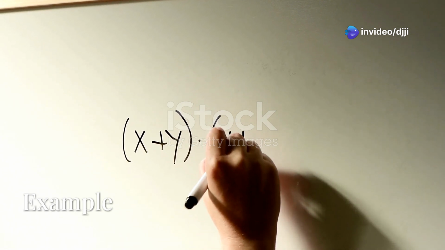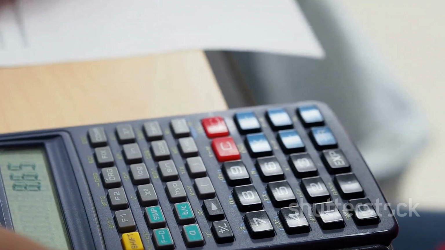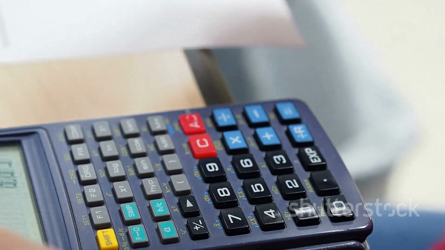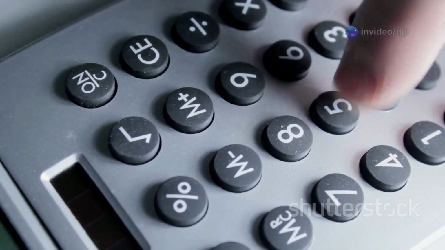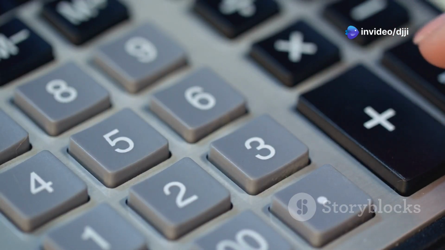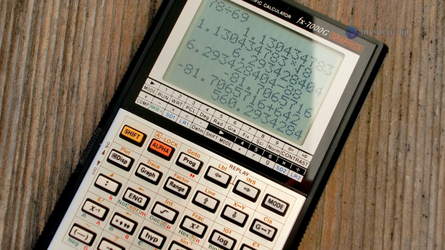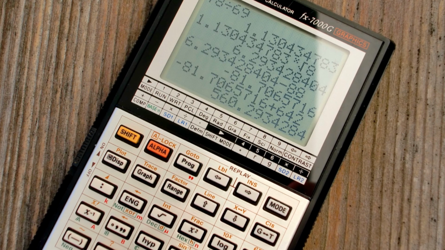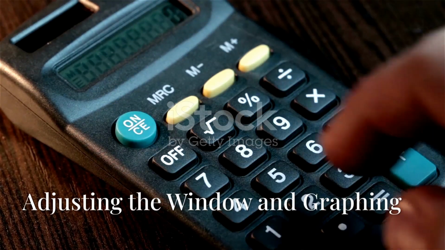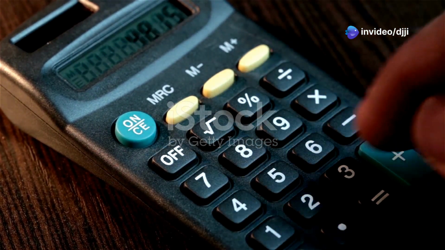Let's say you have f of x equals x squared and g of x equals x plus 2. To graph f of g of x, you would enter f of x in y1 as x squared. Then enter g of x in y2 as x plus 2. In y3, define the composite function as y1 of y2 of x, which might look like y1 of y2 of x or y1 of x plus 2 depending on your calculator's syntax. Adjust the window to see the graph, then press the graph button to see f of g of x.